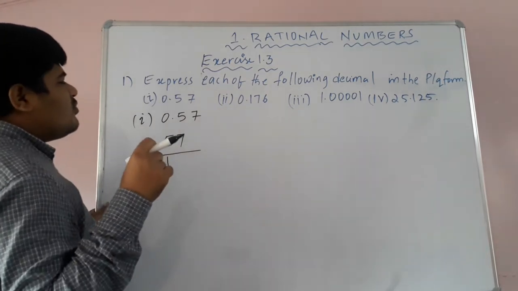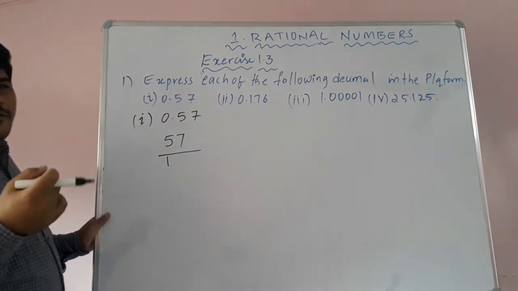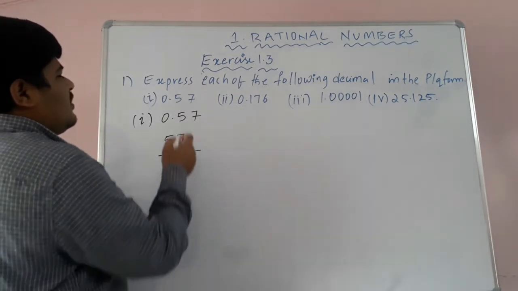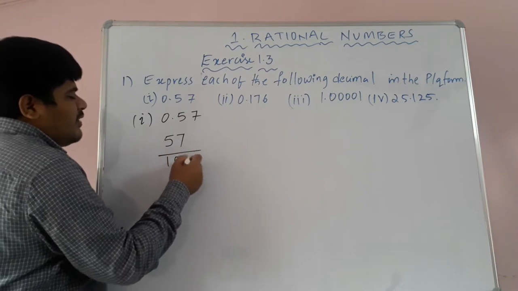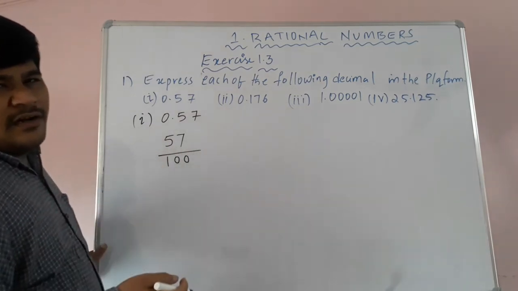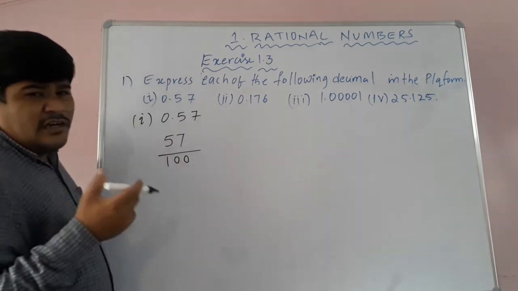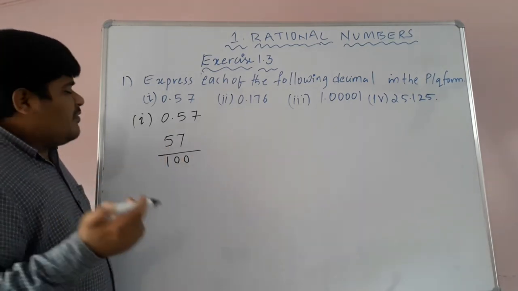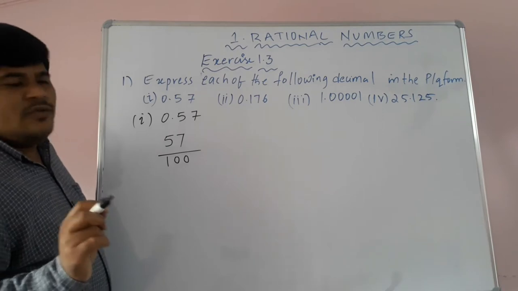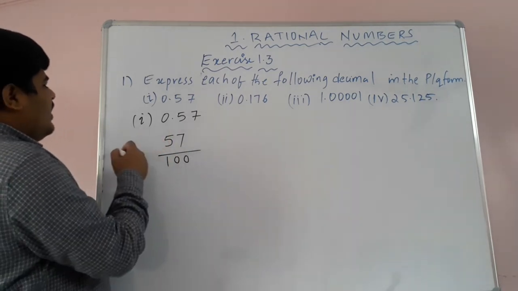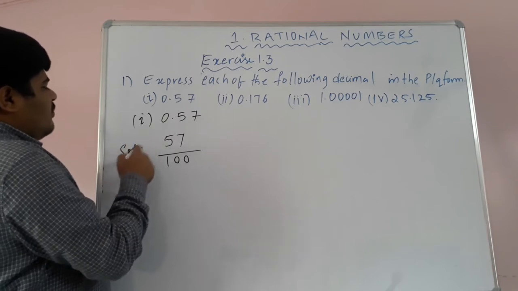Now we have to count the number of digits after the decimal point. There are 2 digits, children. So equal to that number of zeros we have taken. So 57 by 100. Now check whether any common factor is there for 57 and 100. There are no common factors to 57 and 100, so we will leave it like this only. So children, we expressed the given decimal into p by q form. So this is the answer to this first problem.